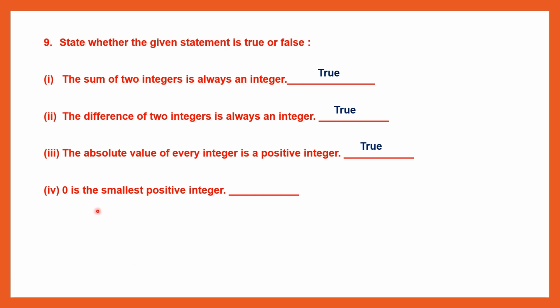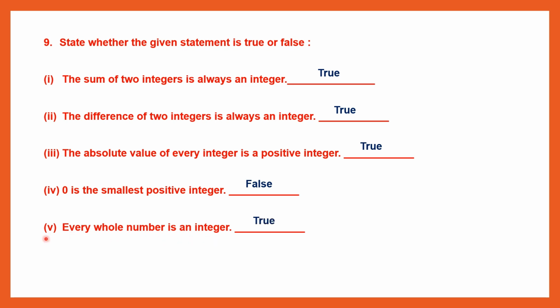0 is the smallest positive integer. Now we know that 0 is neither positive nor negative. So this statement, 0 is the smallest positive integer, is not true. It is false. Every whole number is an integer. Every whole number is a number starting from 0: 0, 1, 2, 3, 4 and all the numbers. So every whole number is an integer.